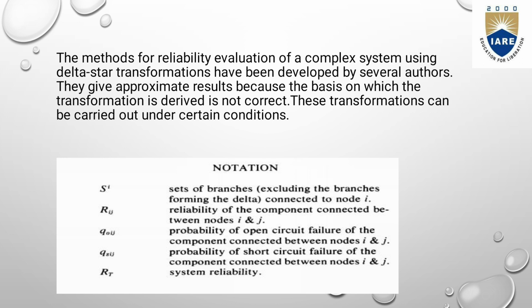S_i is the set of branches, excluding the branches forming the delta connected to node i. R_ij is the reliability of the component connected between nodes i and j. Q_ij is the probability of open circuit failure of the component connected between nodes i and j. Q_ij is the probability of short circuit failure of the component connected between nodes i and j. R is the system reliability.